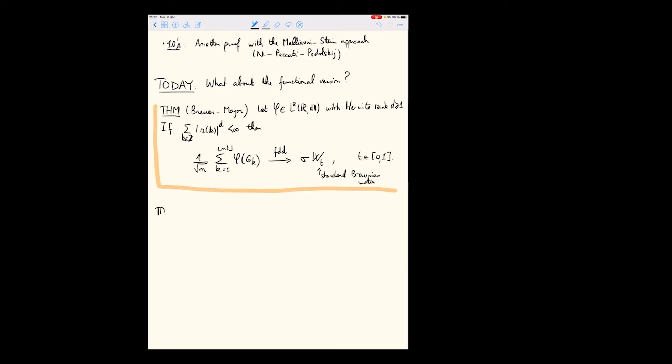They certainly also wanted to understand what happens if you look at this convergence in the space of càdlàg functions equipped with the Skorohod topology. So let me consider D, the space of càdlàg functions equipped with the Skorohod topology. And can we extend this FDD convergence to a functional convergence in D?